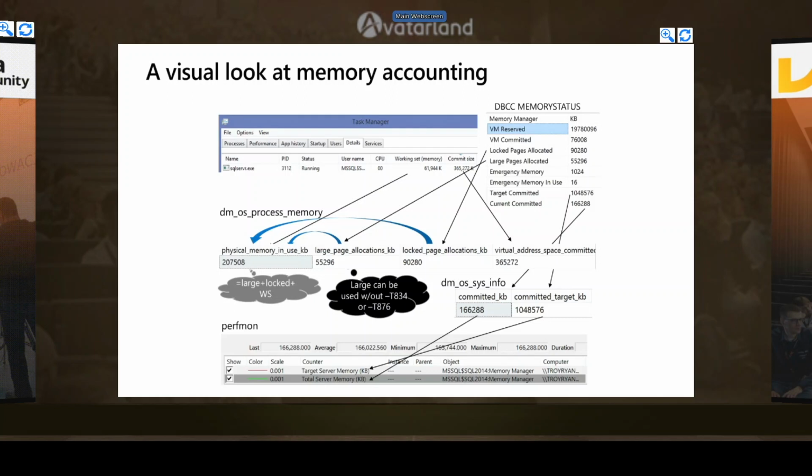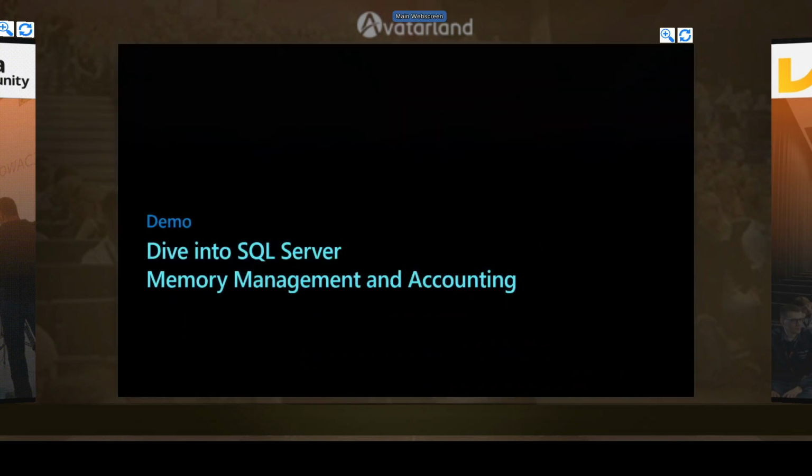So when you're looking at accounting information, this working set in the locked model will stay really low, and this number here, total, will get really high as SQL uses buffer pool, plan cache, and other types of caches. So let's take a second and spend some time looking at a demonstration of this so you can put it all together.